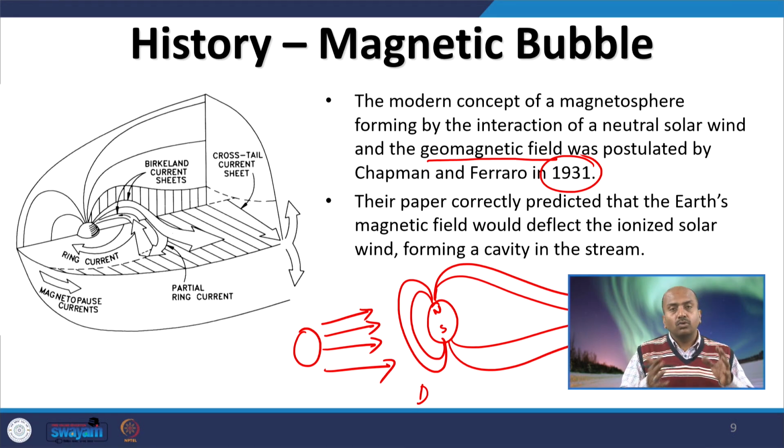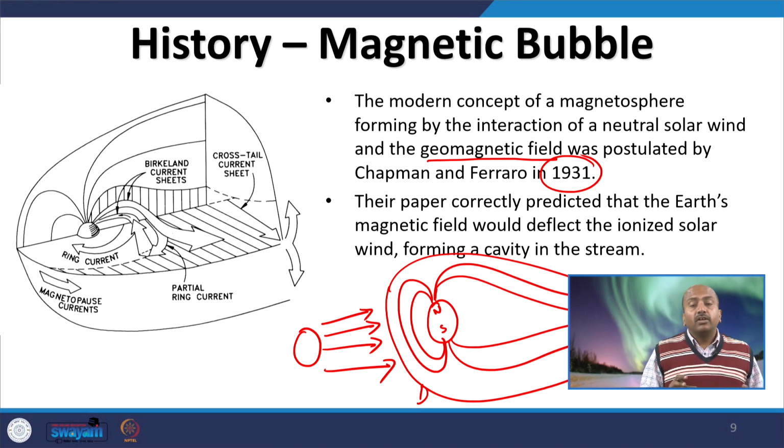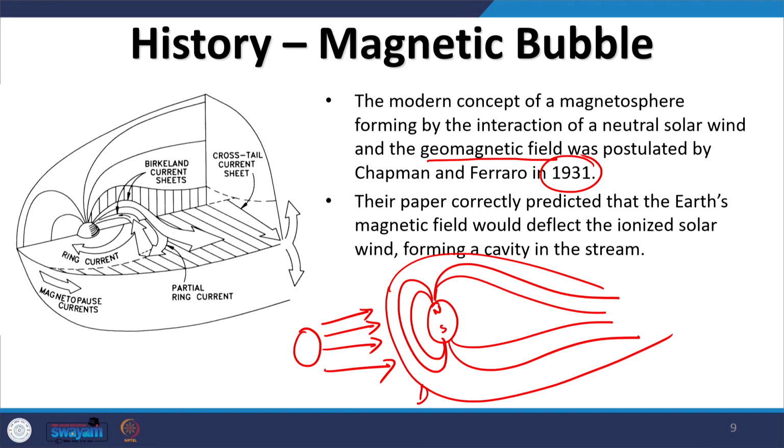So, if you do not have the solar wind magnetic field, this magnetosphere would not exist, or this bubble would not exist. Rather, you would have a continuum of dipolar magnetic field decaying as 1 by r cube into space. So, you would not have everything confined in this bubble. This bubble is because of the dynamical interaction with the solar wind magnetic field, right.